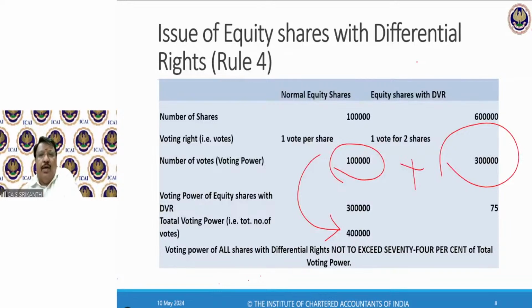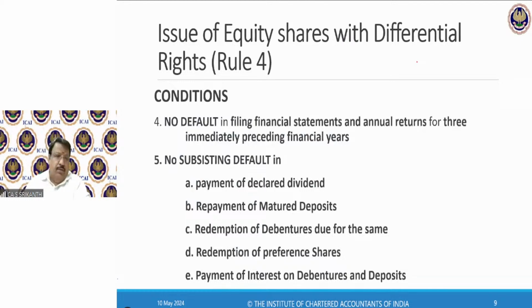There are two ways of doing it. Either you reduce the DVR or you increase the normal voting shares. Suppose you issue 1 lakh more normal equity shares. Your total voting power will become 2 lakhs plus 3 lakhs, 5 lakhs. Now on 5 lakhs, you'll have 3 by 5, which is definitely lower than 74%. So I think the purpose is to ensure that there are at least some minimum number of normal equity shares. Good question, Mr. Anu.